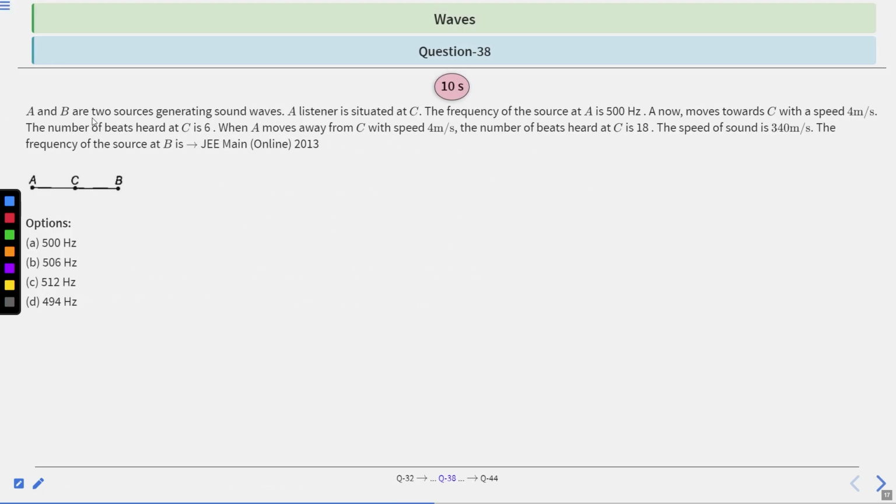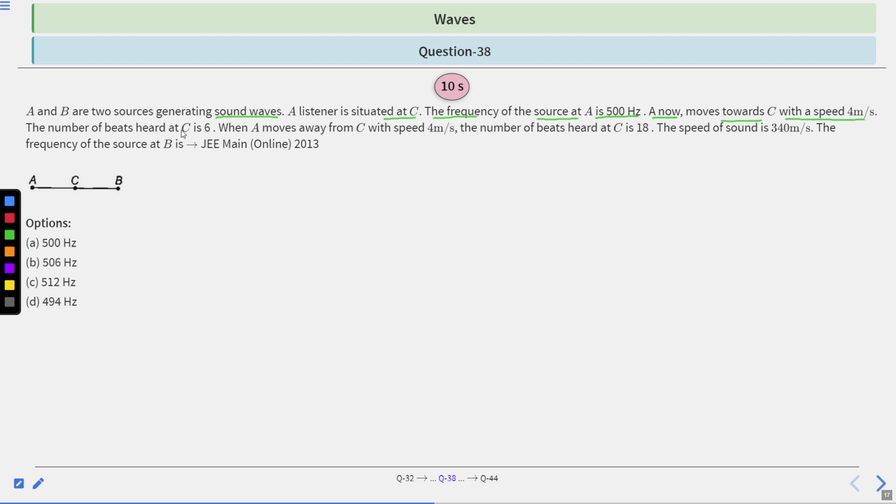Next question, question 38. A and B are two sources generating sound waves. A listener is situated at C. The frequency of the source at A is 500 Hz, and A moves towards C with a speed of 4 meter per second.